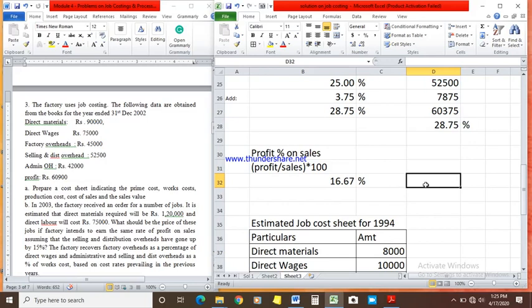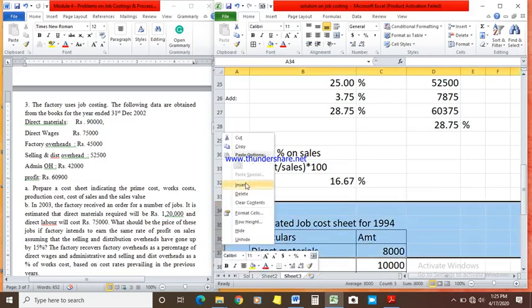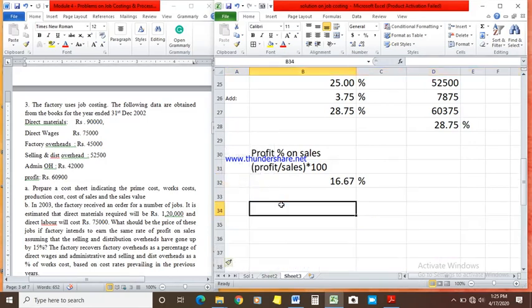sales value, because we need to add profit to the cost, and only then will we be able to find out the sales value. Since profit is mentioned as a percentage on sales, it is coming to 16.67. Let's calculate what is the profit on cost.